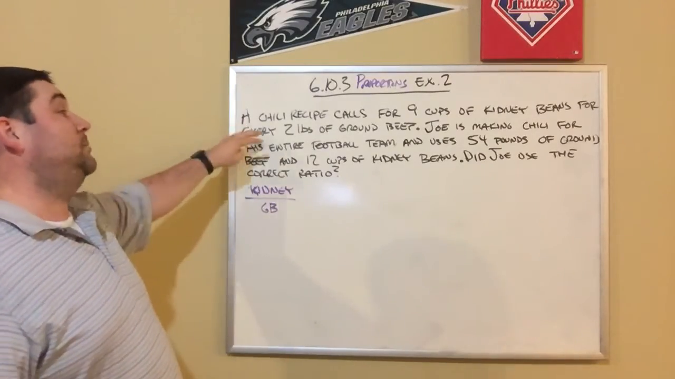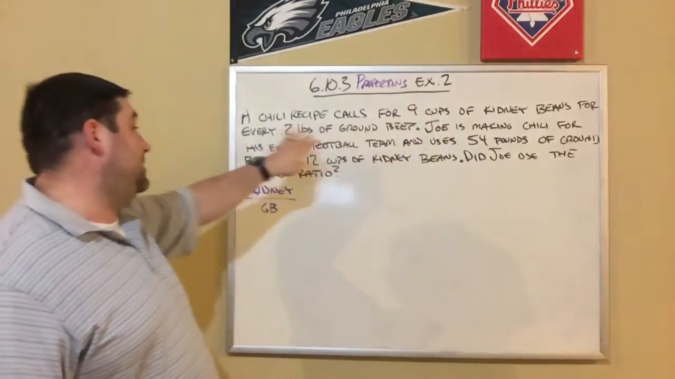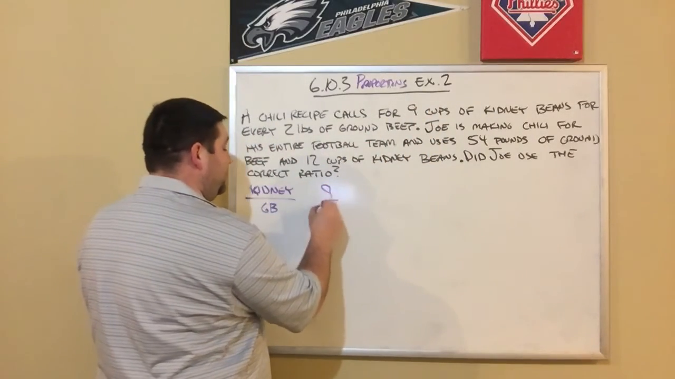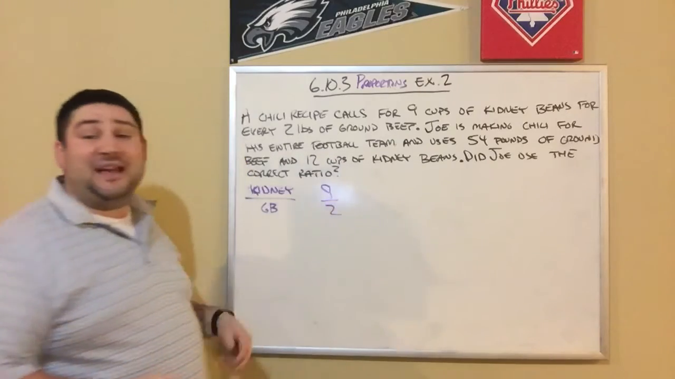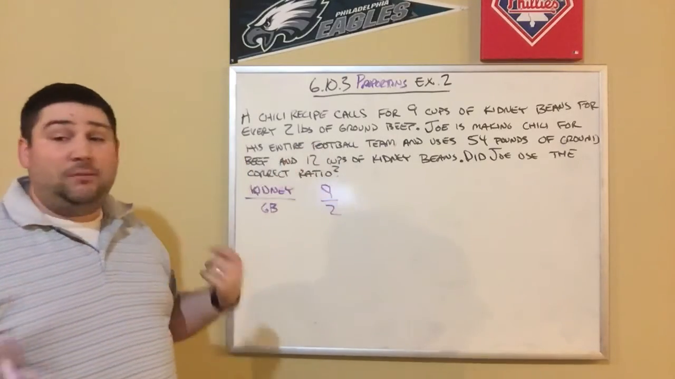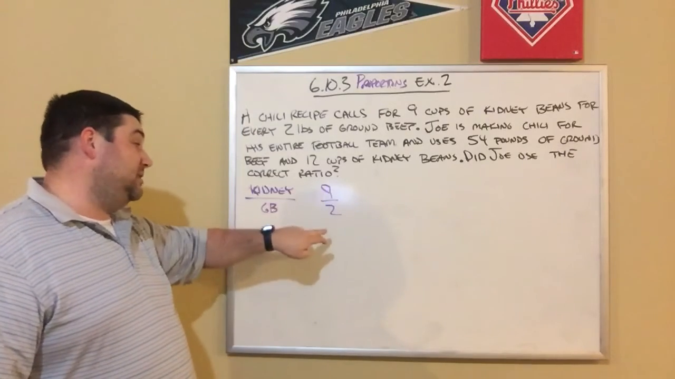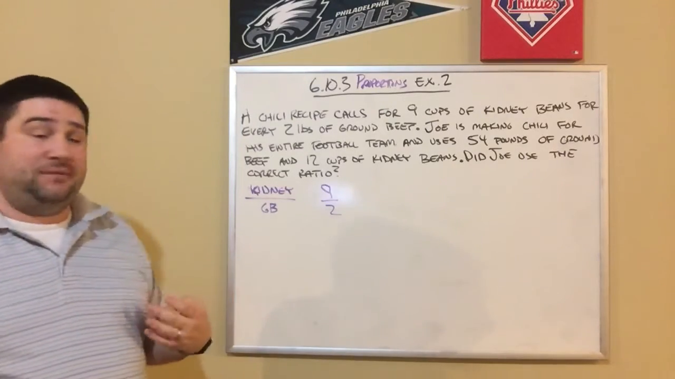So let's look at the recipe. It calls for 9 cups of kidney beans for every 2 pounds of ground beef. So 9 for kidney beans over 2 for ground beef. And it is fine to have an improper fraction. That is totally fine. So for every 9 cups of kidney beans, we have 2 pounds of ground beef.